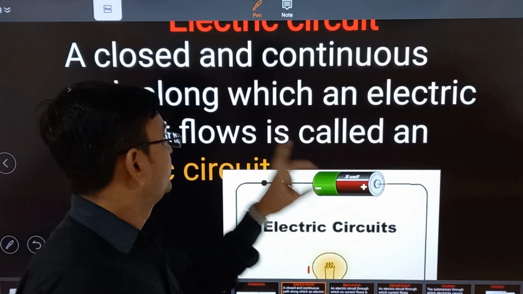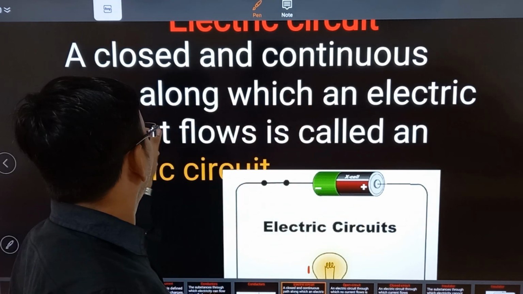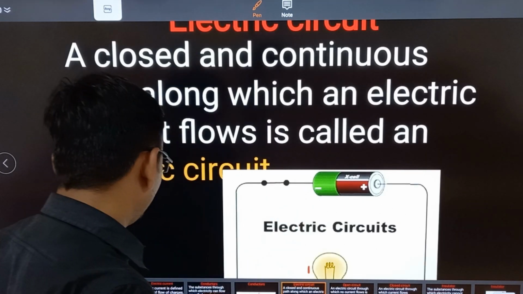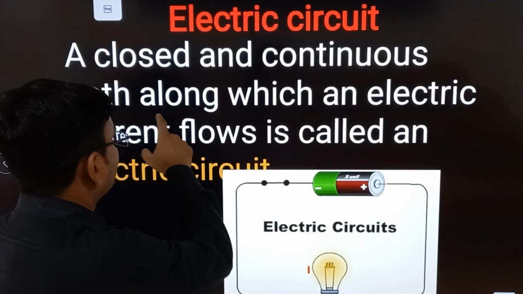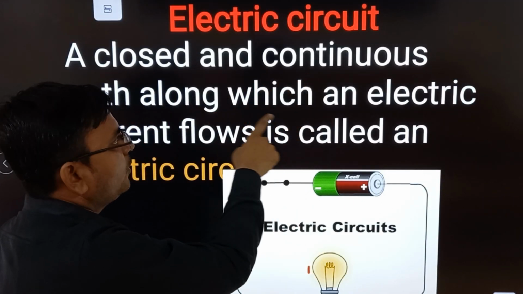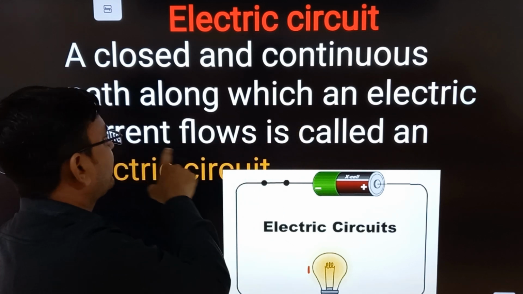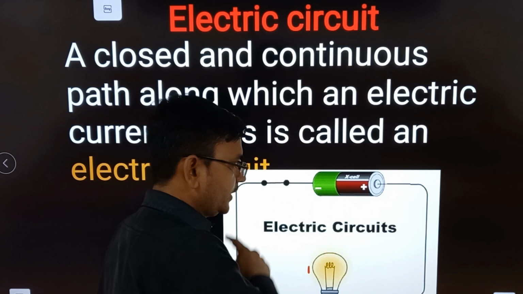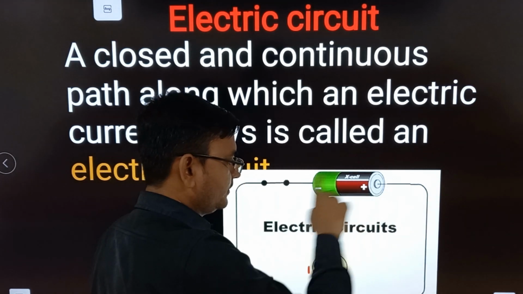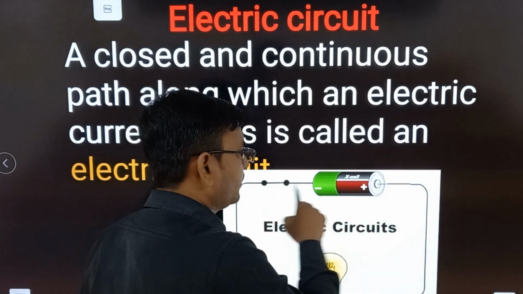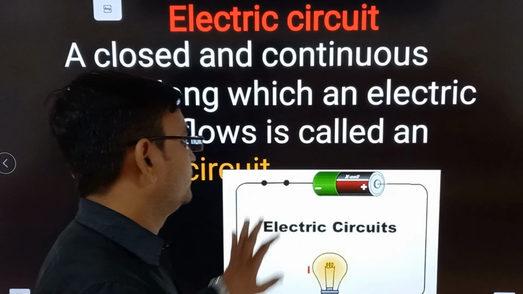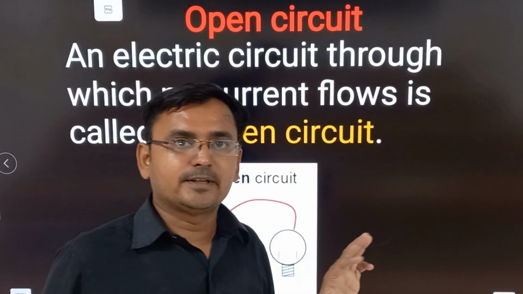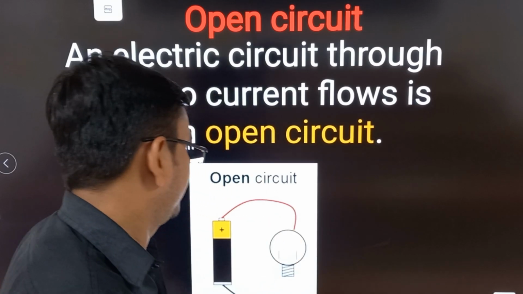So a closed and continuous path, you can say that path is very close and it is continuous. So a closed and continuous path along which an electric current flows is called an electric circuit. So we can say that this one is the closed path and current can flow through this path. Okay, so this is known as an electric circuit. Now, open circuit. What is the meaning of open circuit?